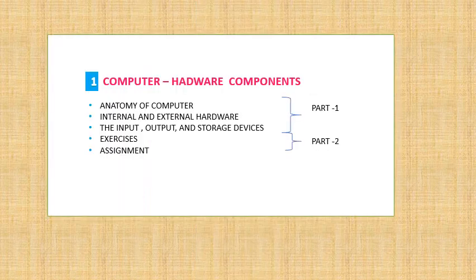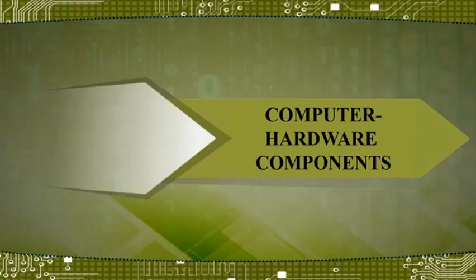Next, we will continue with Chapter 1, Computer Hardware Components. This chapter has been divided into two parts. Part 1, Anatomy of Computer. Number 2, Internal and External Hardware. Number 3, the input, output and storage devices. And in part 2, exercises and some assignments for you all. Today we will begin with our chapter with this video.